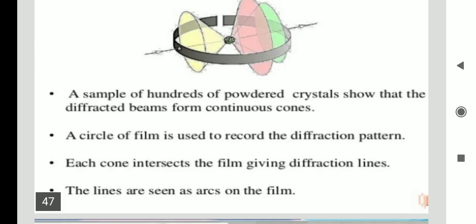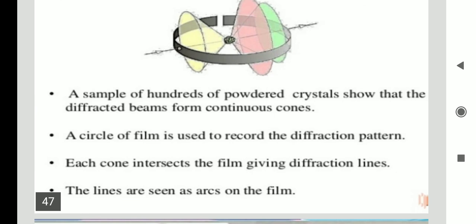Finally, a sample of hundreds of powder crystals shows that diffracted beams form continuous cones. All the diffraction rays in the powder diffraction method form cones. A circular film is used to record the diffraction pattern. Each cone intersects the film, giving diffraction lines. So whenever it intersects, it gives diffraction lines.